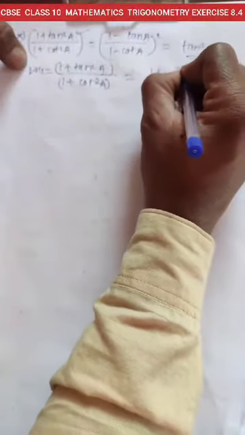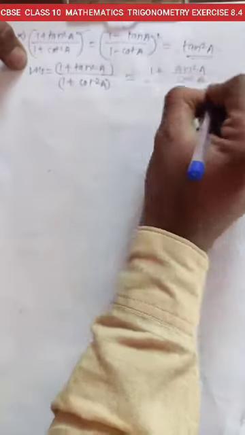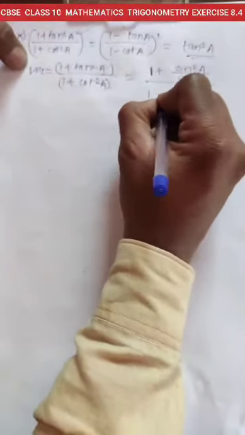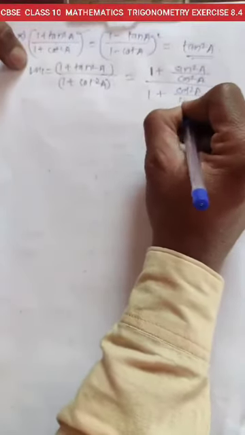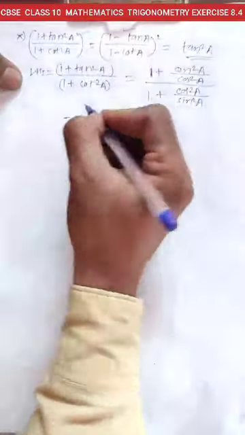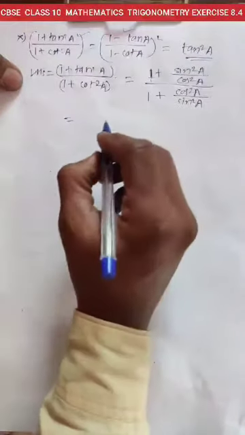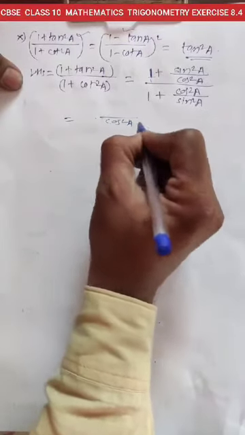What is the formulation of tan²A? sin²A upon cos²A, divided by 1 plus cot²A, that means cos²A upon sin²A. So in this part we simply put this ratio. For tan²A equals sin²A upon cos²A, and for cot²A, cos²A upon sin²A. For this purpose we simply write 1 as the value considered. So its LCM is cos²A.